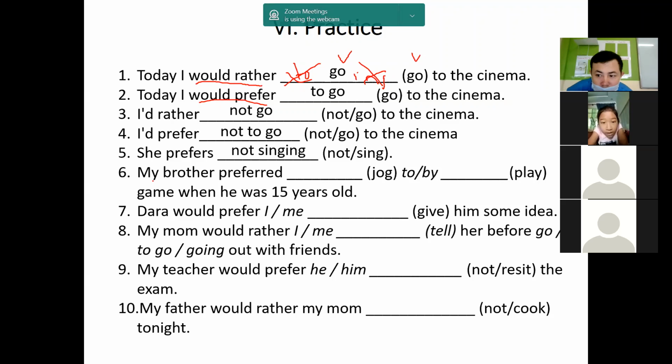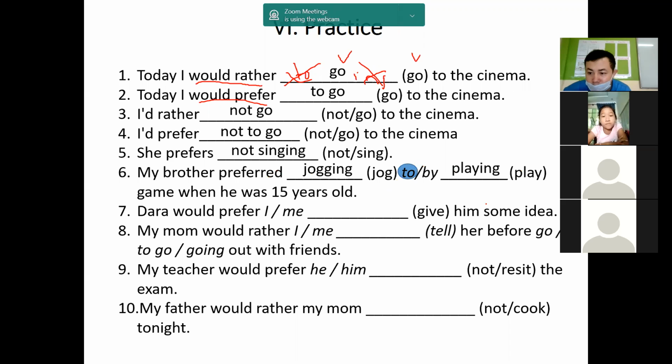Yeah, teacher. My brother prefers jogging to playing. Playing what? Playing game when he was 15 years old. Okay, good. My brother preferred jogging to playing games when he was 15 years old. Okay, prefer, we need to run. Jogging and playing, and then if you want to compare, we use "to". Okay, good. Go on.